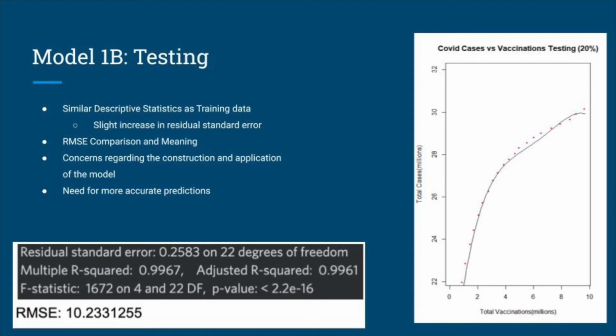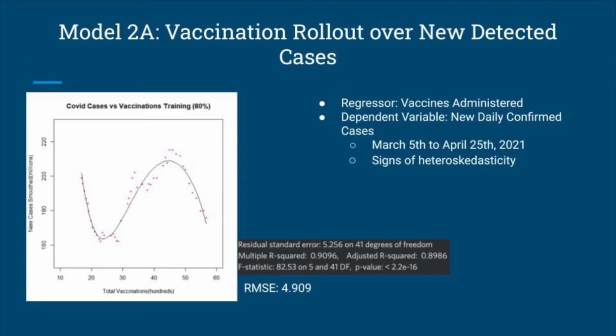Since RMSE is a measure of the standard deviation of the residuals, a low value implies a possible overfit of the model relative to the dataset. For our third set of regressions, we analyzed the rollout rate over new daily confirmed cases. Figure 2a represents the 80% training data that is illustrated through the graph alongside the descriptive statistics.